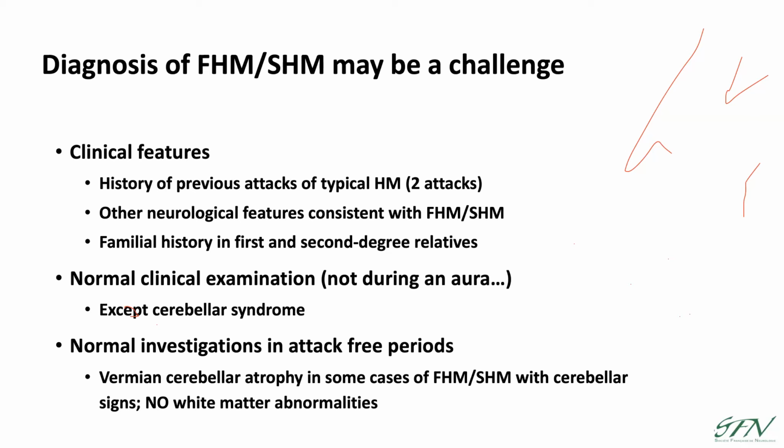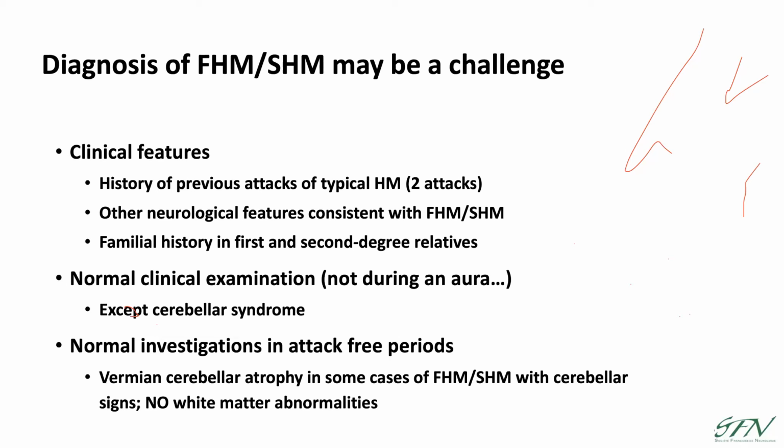We rely on clinical features. To make the diagnosis, it requires at least 2 attacks. Diagnosis can be made at the first attack if there is a family history or if the genetic tests are positive. And then the other neurological features have to be consistent with familial or sporadic hemiplegic migraine.